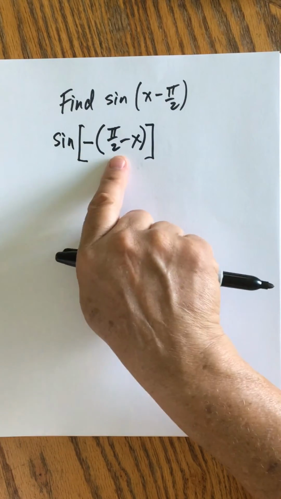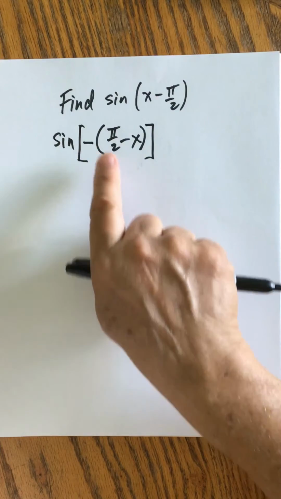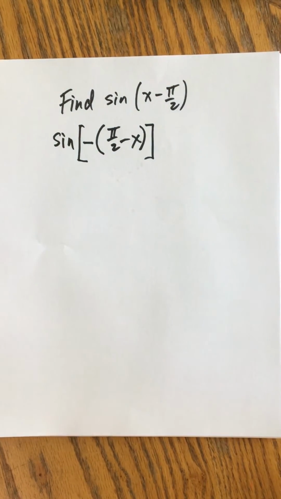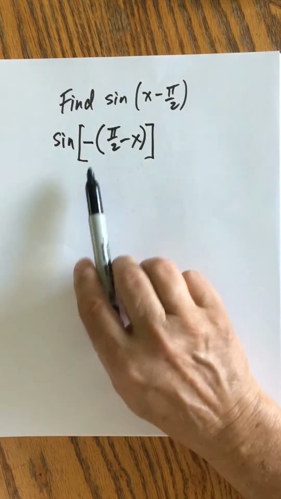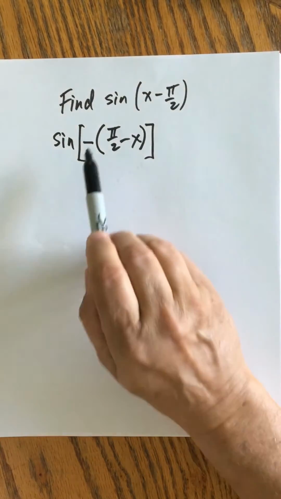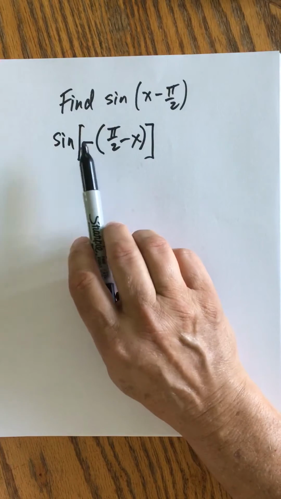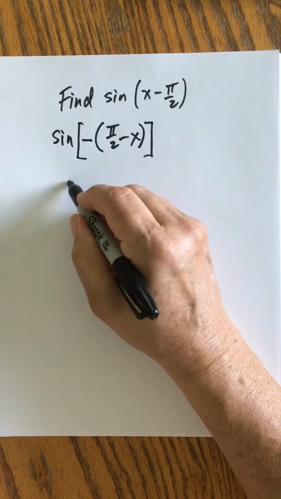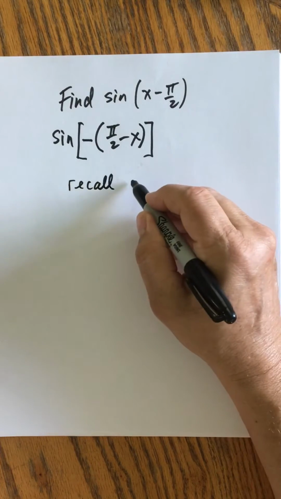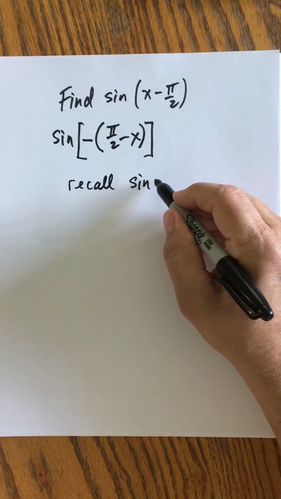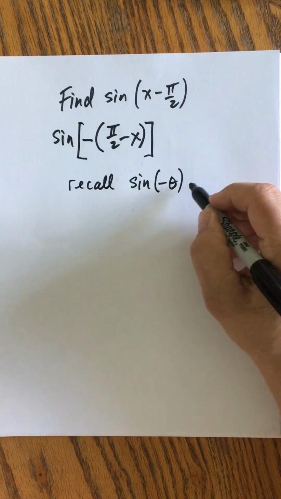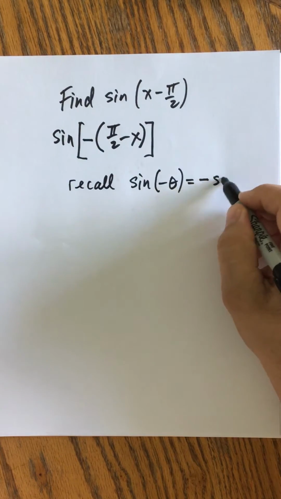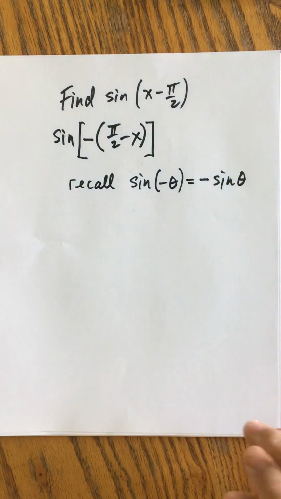But I can't yet say that sine of negative of pi over 2 minus x is cosine of x to use the co-function formula. I have to get it in the right form, so I somehow have to get rid of this negative sign or do something with it. Well, remember that sine of a negative angle is the negative of the sine of the positive angle.